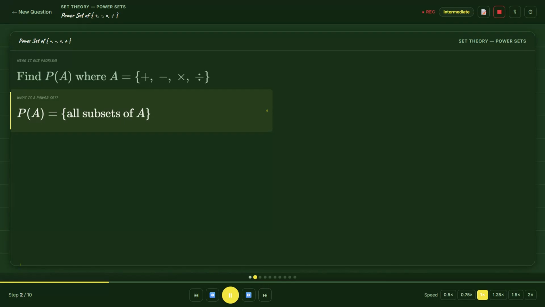So what is a power set? It is a set that has all the smaller groups we can make. We pick some things or even nothing at all or even everything. Every possible pick goes into the power set.